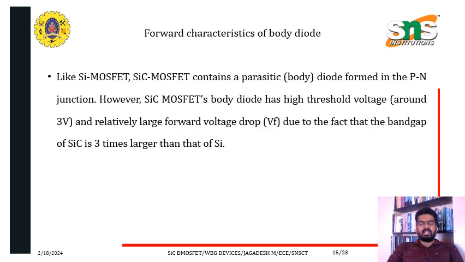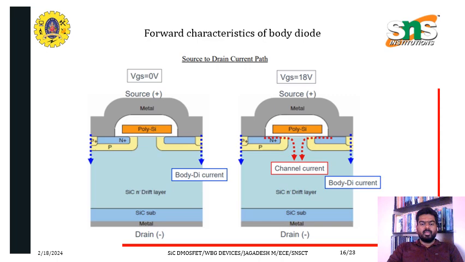Forward characteristics of body diode: like any MOSFET, SiC MOSFET contains a parasitic body diode, formed by the PN junction. However, the SiC MOSFET body diode has a high threshold voltage of around 3 volts and a relatively larger forward voltage drop due to the fact that the band gap of SiC is 3 times larger than that of Si. The forward characteristics of the body diode are given in this diagram.